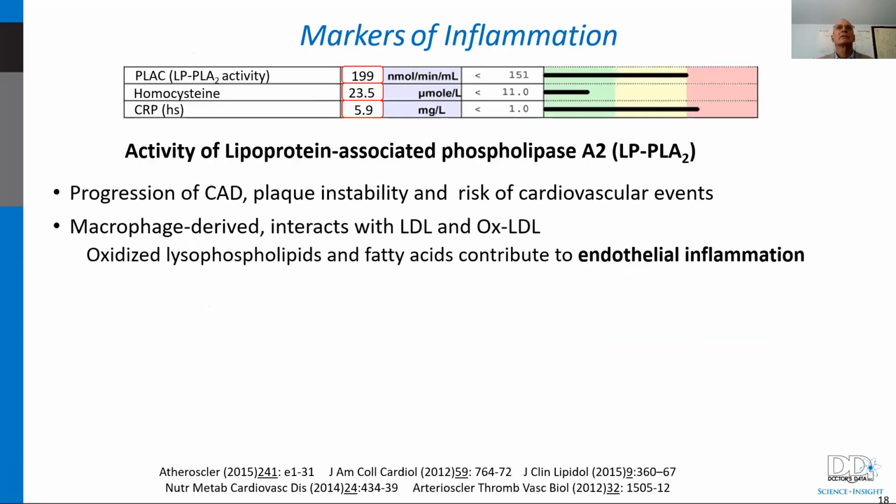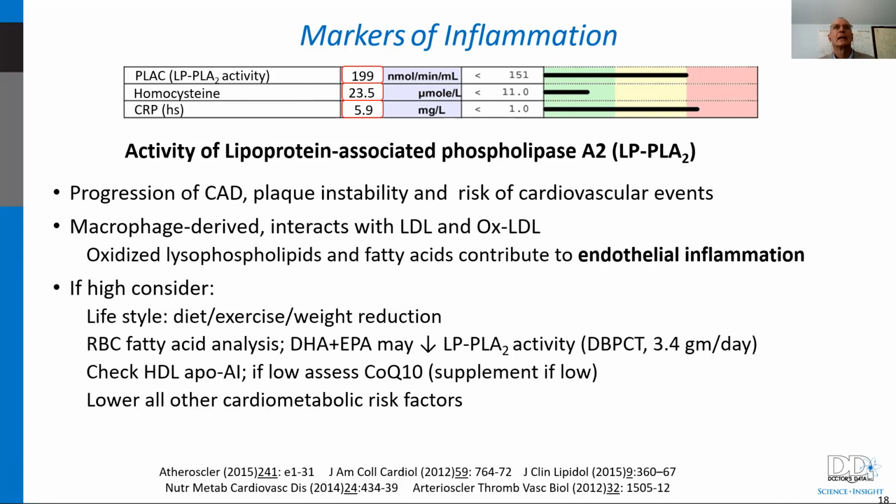Now, look at markers of inflammation. We've got the phospholipase A2 activity, homocysteine grossly elevated, CRP elevated in the high risk range, and lipoprotein-associated phospholipase A2 is associated with the progression of coronary artery disease, plaque instability, and risk of cardiovascular events. It's derived from macrophages, the enzyme, and it interacts with LDL and oxidized LDL, producing oxidized lysophospholipids and fatty acids that directly contribute to endothelial inflammation. Not a good thing.